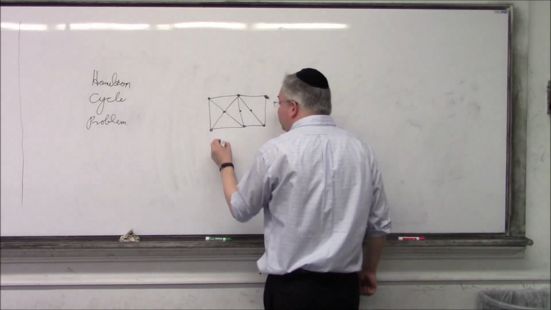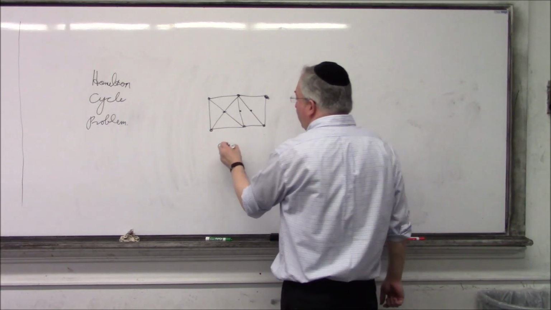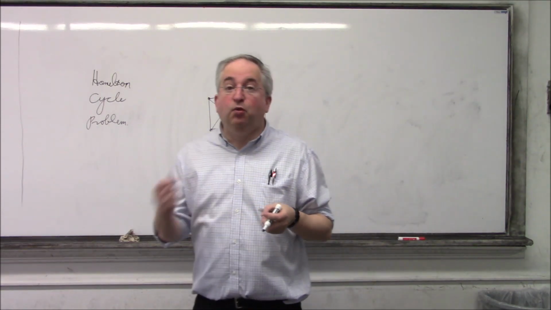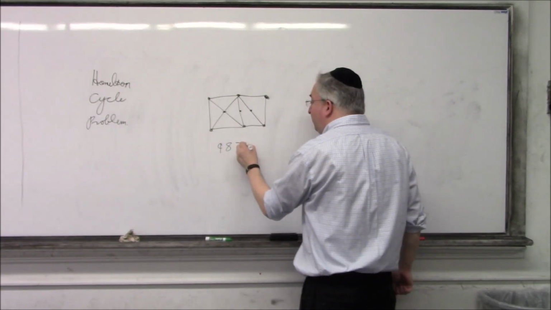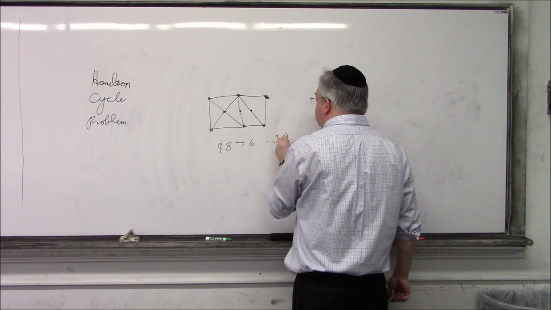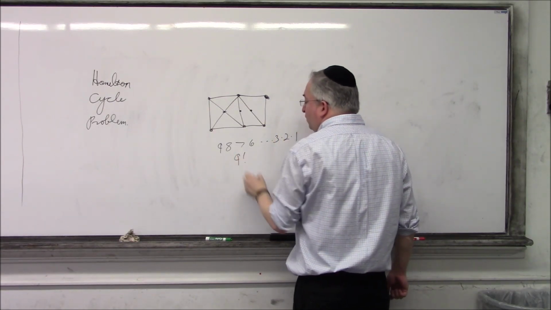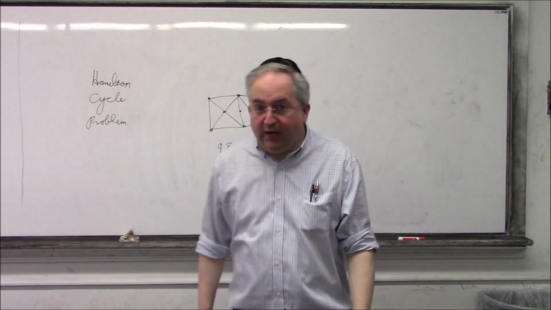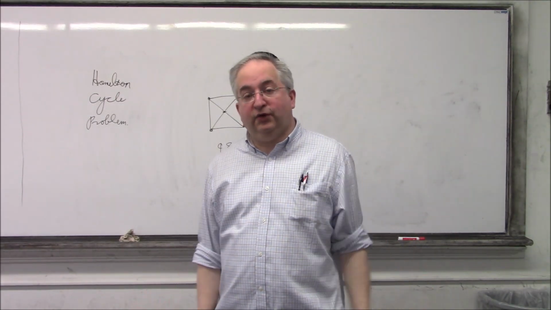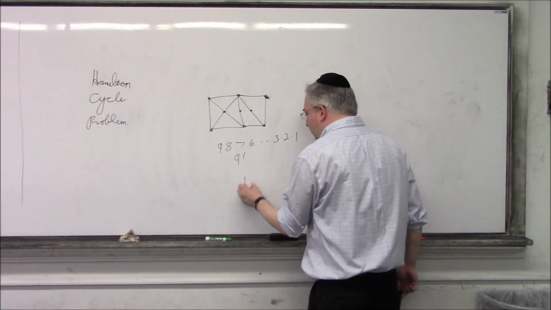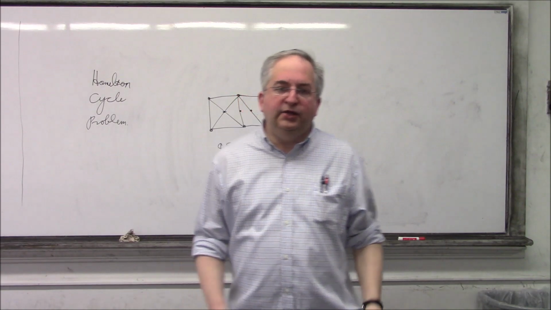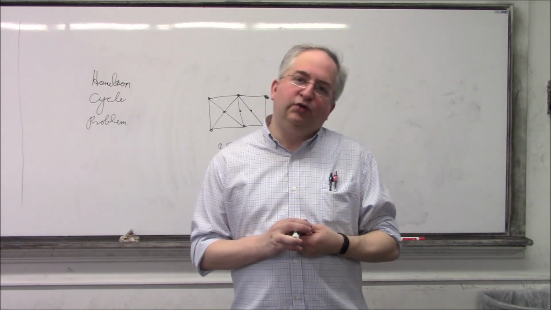Now, once I start someplace, I have 8 other possibilities to go. Then, since I'm not visiting any vertex more than once, I have 7 possibilities after that, and 6 possibilities after that, and so on down to 3 times 2 times 1. This is 9 factorial possibilities. Great. That's for 9 vertices. What happens if I give you 100 vertices? Well, that's 100 factorial, and you have to try all 100 factorial possibilities.